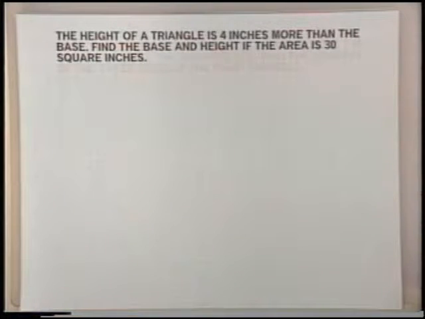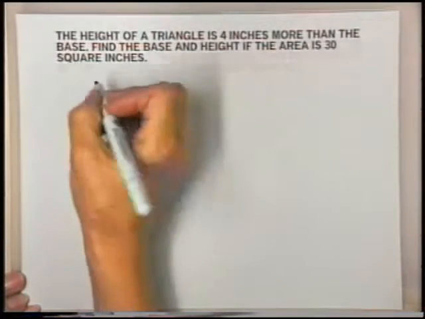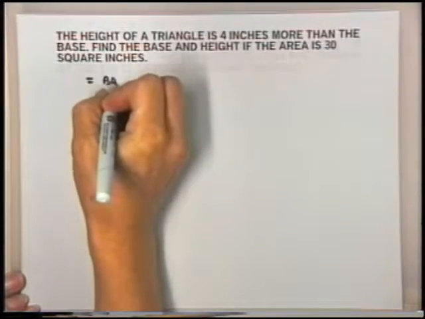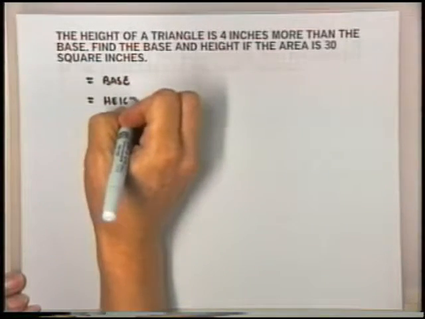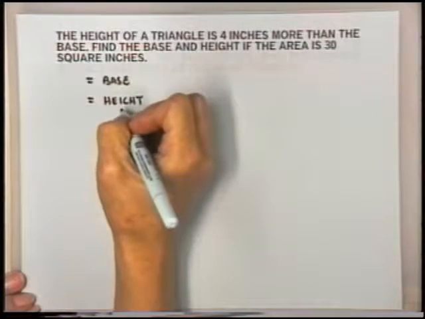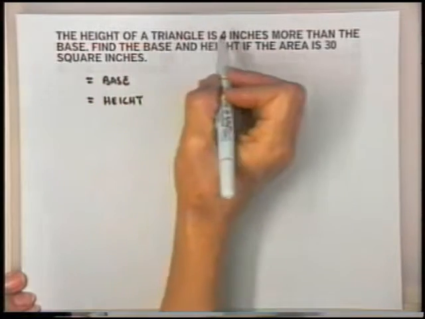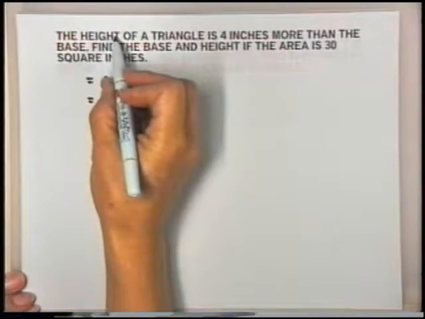The height of a triangle is 4 inches more than the base. Find the base and height if the area is 30 square inches. Right here, find the base and height. I will need an expression for the base of this triangle and a second expression for the height. Which of these do I want to choose x to be? Well, let's look. The height is 4 inches more than the base.